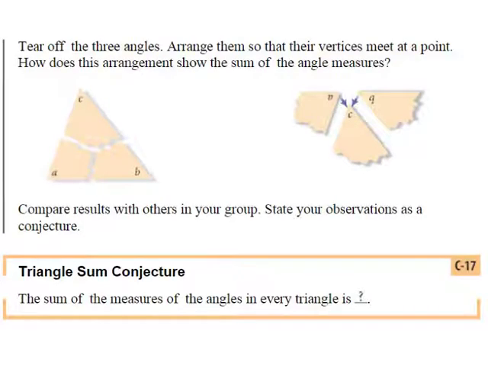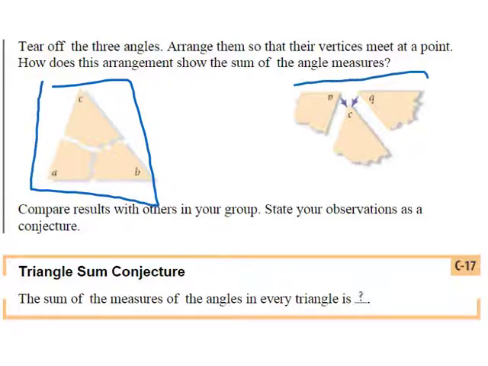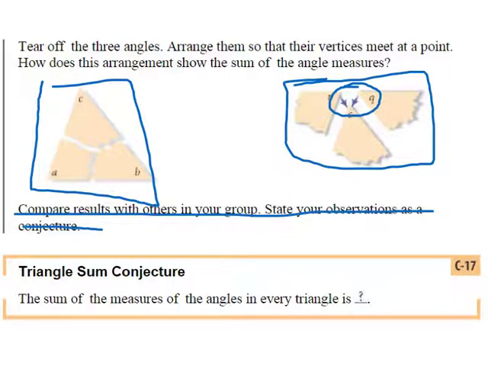So imagine if you have a triangle here and you tear off the three angles and you arrange them so that they all meet up here at one vertex right there. Now once you do that, you will find that it makes a straight line. Now you don't have to do this, you're not in groups, you're just taking notes.